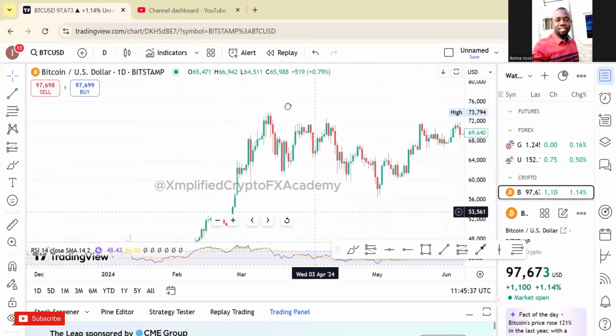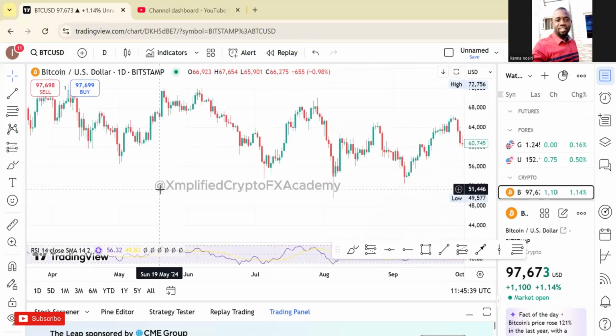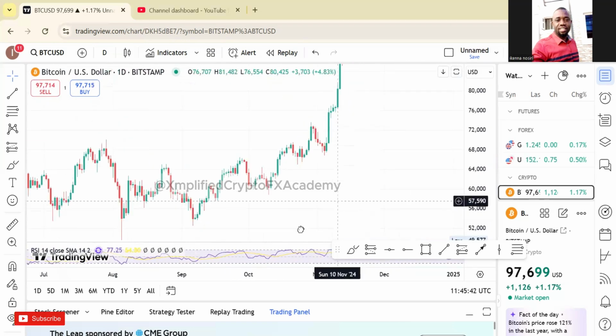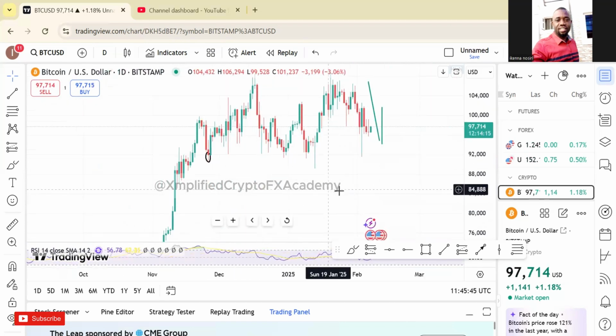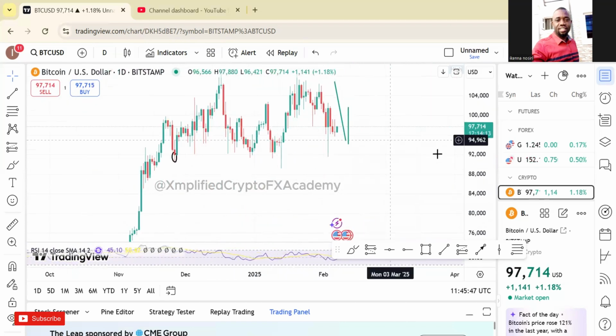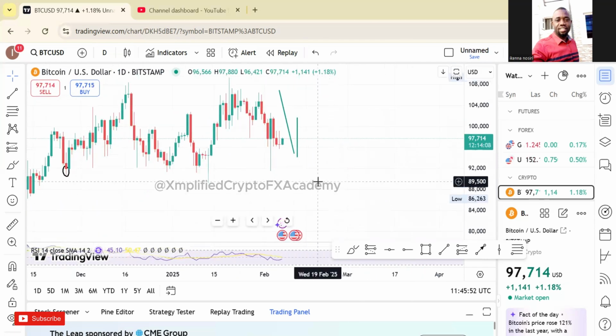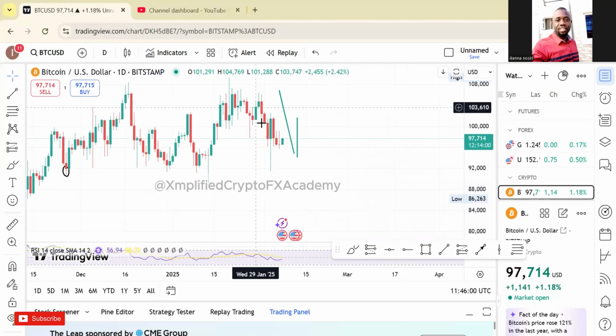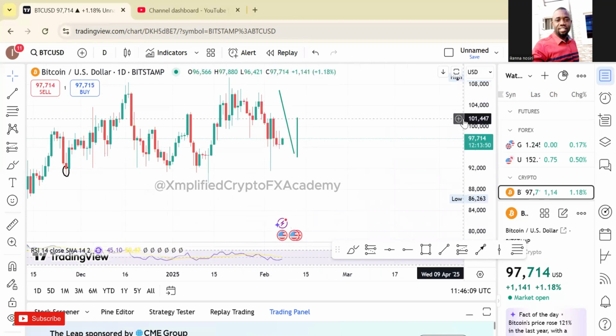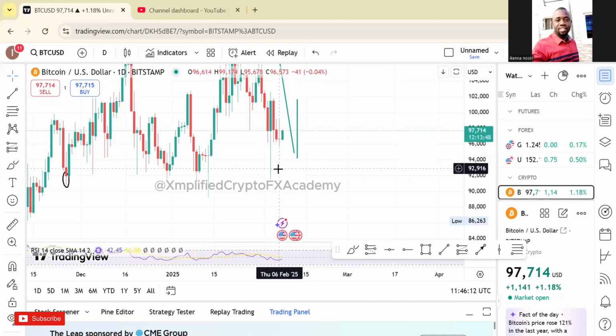Now let's also check whether, ever since Bitcoin got to that point, it has tried to give us a downtrend. Bitcoin has been giving us a downtrend on the daily time frame. Remember, this is a downtrend. The previous day was a doji formation.